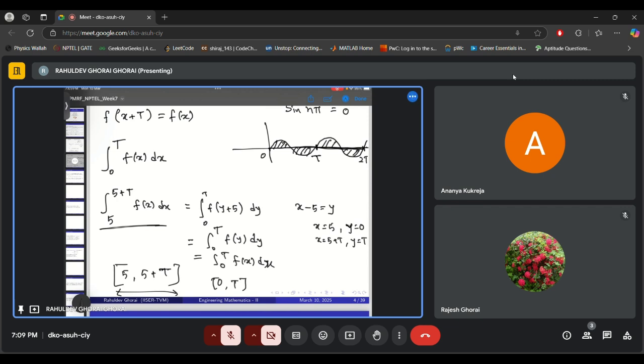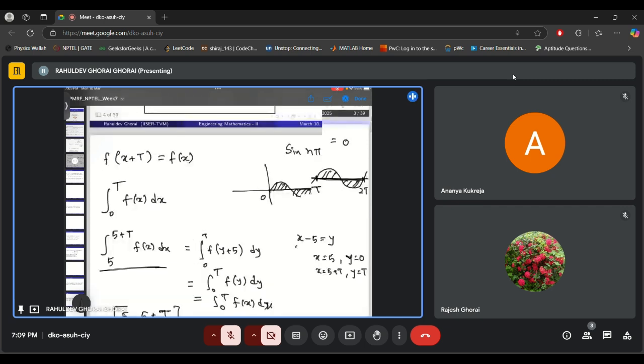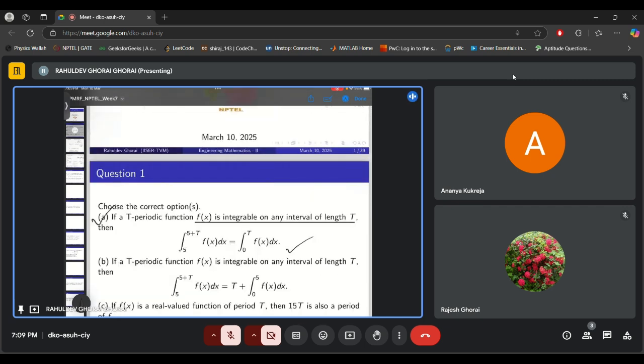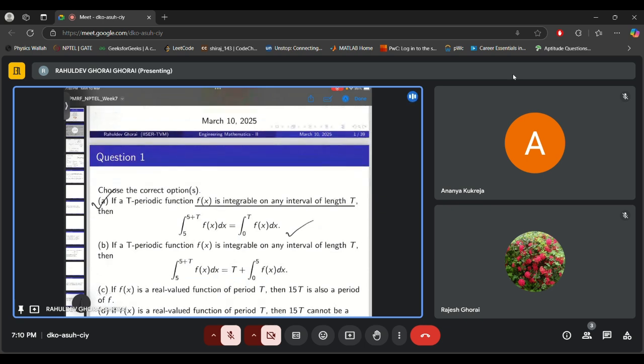So that is the first question. And you see, while doing this exercise we solved this one. So instead of 5 to 5 + T, it takes n to n + T also. So in that case also it will be okay, right?